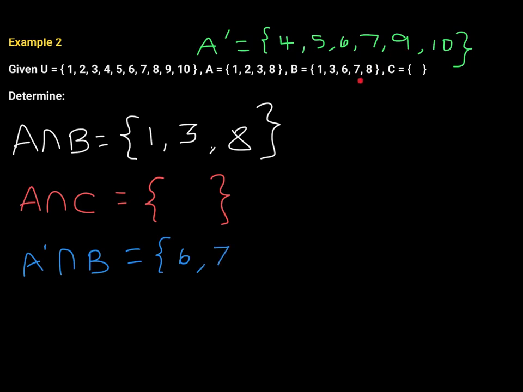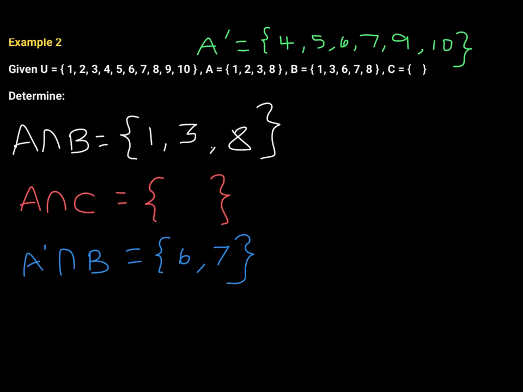9 is not in set B. 10 is not in set B. So they're not in the intersection. There's no need to even check 1 and 3 because these would be elements that are in set B but are not in set A, the complement of A rather. We did 6 and 7. 8 is in set B, but 8 is not in the complement of set A, so I believe we are done. This is the intersection of the complement of A and B.